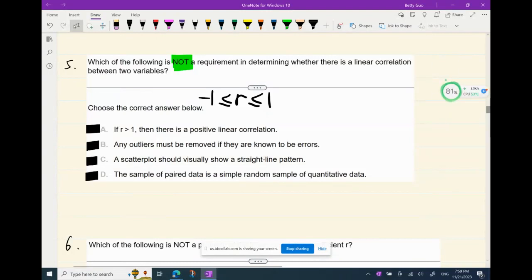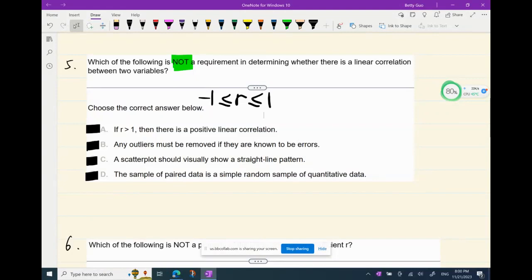B, any outliers must be removed if they are known to be errors. Yes, because the linear correlation coefficient is very sensitive to any outliers. The value of r would be dramatically different with and without the outlier in place in the sample. So if we know the outlier is an error, then we should really remove it. So B is correct. C, a scatter plot should visually show a straight line pattern.